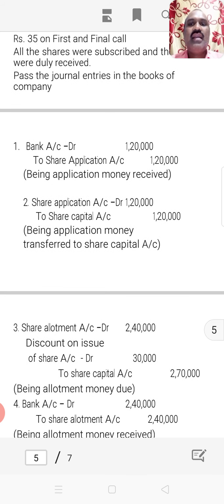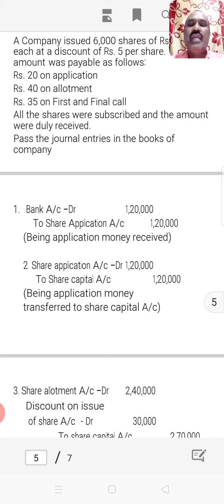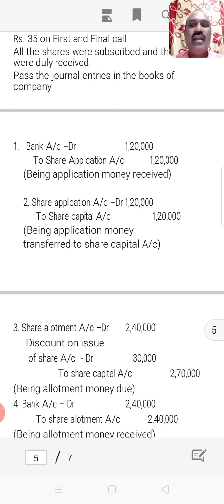The first journal entry, as usual, is application money received: on 6,000 shares at the rate of 20 becomes 1,20,000 rupees. 1,20,000 debit, 1,20,000 credit, being application money received. The same application money is transferred to share capital account in the second journal entry, and the third journal entry is share allotment account debited.